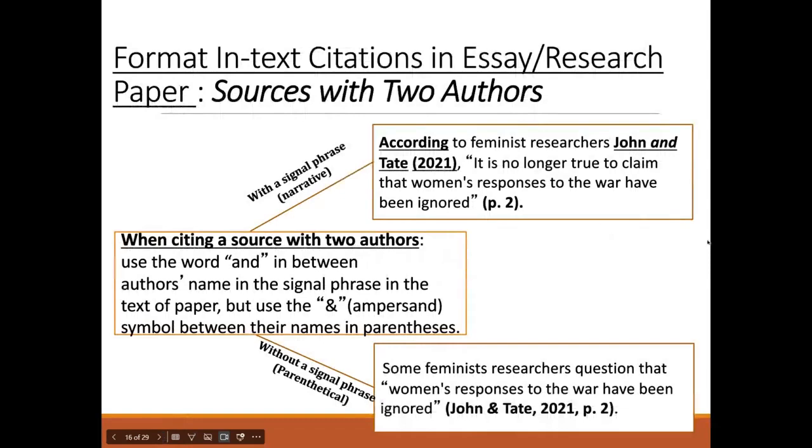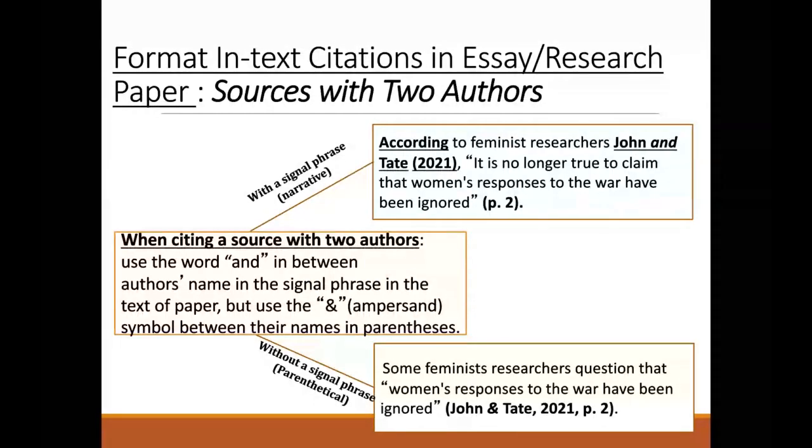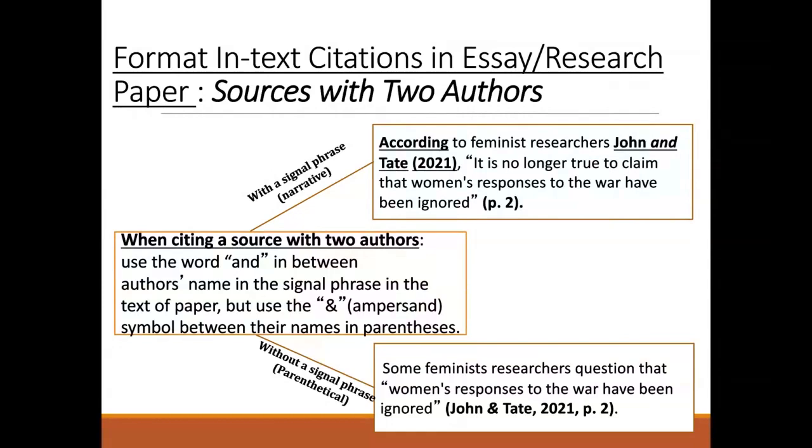All right, so how do we format in-text citations in the essay or research paper? How do we handle sources with two authors? Sometimes sources are going to have multiple authors. If it's just one author, you're just going to put the author and the year, as we've seen previously. Now we have two authors. How do we do this for narrative in-text citations or parenthetical in-text citations? When citing a source with two authors, use the word "and" between the authors' names in the text of the paper, but use an ampersand symbol between their names in parentheses.